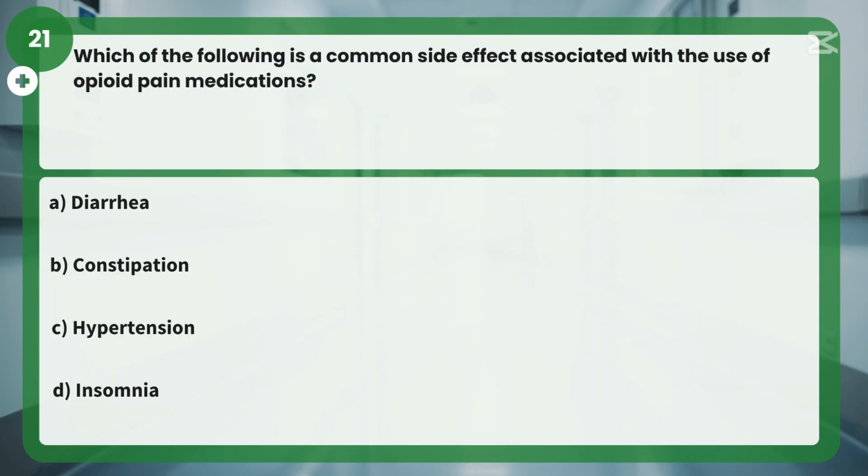Question 21. Which of the following is a common side effect associated with the use of opioid pain medications? A. Diarrhea. B. Constipation. C. Hypertension. D. Insomnia.